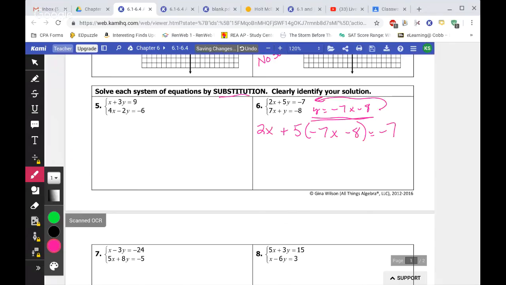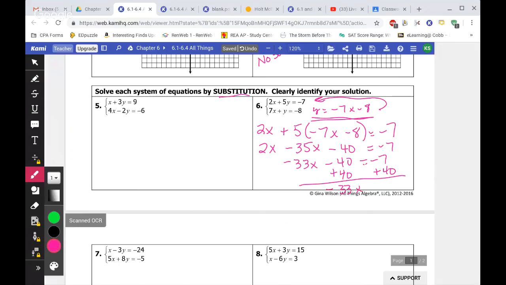All right, so now we plugged in negative 7x minus 8 in for the y in that first equation. And now we'll distribute the 5. The 5 times negative 7x is negative 35x. A positive 5 times a negative 8 is a minus 40. We'll combine like terms on this side. So that gives me negative 33x minus 40 equals negative 7. Now I'm going to add 40 to both sides.